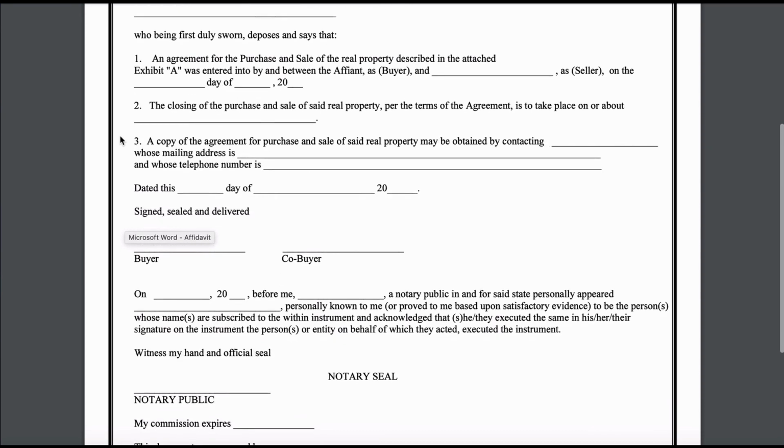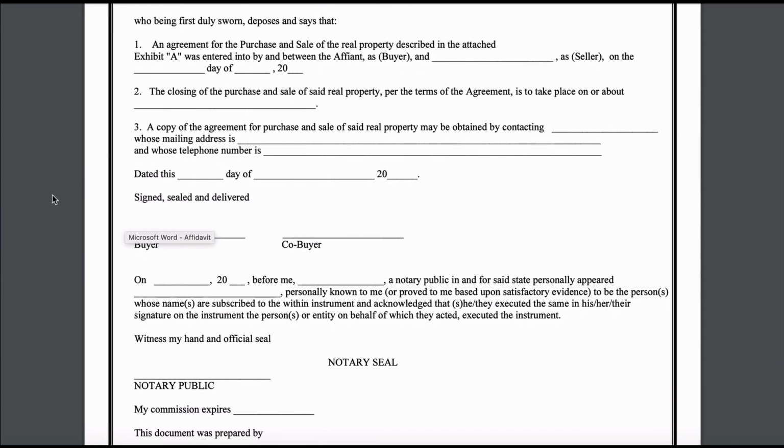A copy of this agreement for purchase and sale of said real property may be obtained by contacting you at your mailing address. So if you have a PO box or an office address, that would be better. But worst case scenario, you could put your own personal residence. You're basically putting your contact information. If there were ever a problem, to justify whether you really have a contract, they'll be able to contact you.